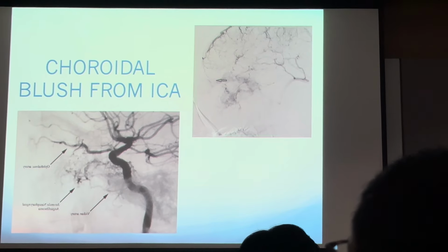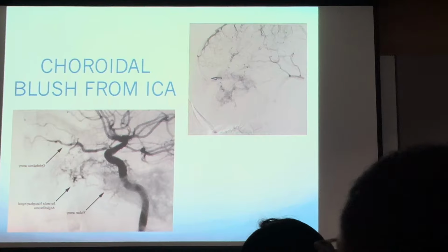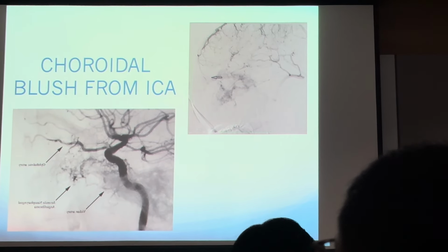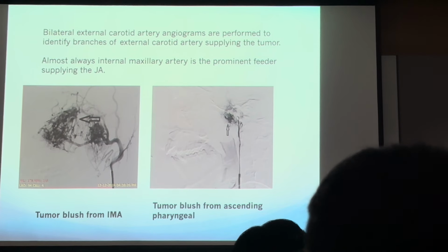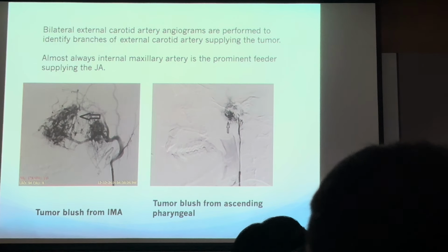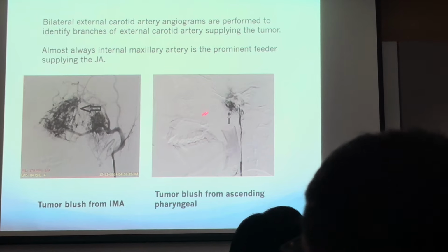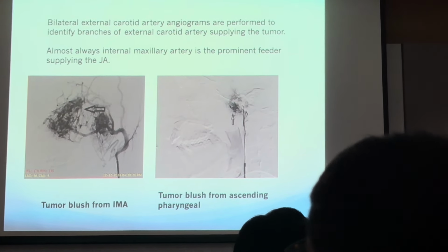Now you will ask me, how frequently have you seen this? In the last 26 years, maybe I have seen it only once, that the choroidal blush is from the external carotid artery. So once this ICA run is done, we will go into the external carotid artery and identify which feeders are supplying the tumor. And this may be the internal maxillary artery, or there may be the ascending pharyngeal artery, there could be facial or some other branches.